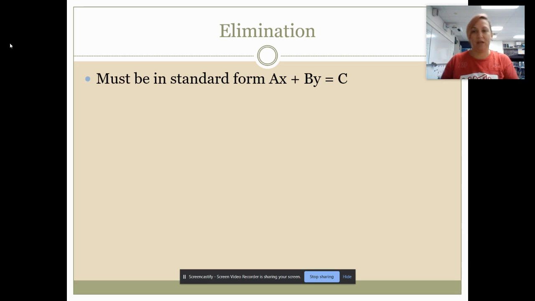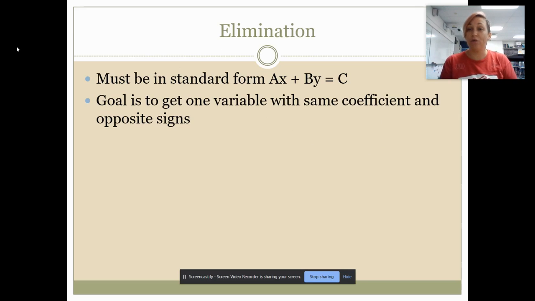Your goal in elimination is to make one of your variables, either the x or the y, it doesn't matter, have the exact same coefficient in each of your two equations. So remember, we have two equations for a system, but with opposite signs. So if my top x has a positive 3, I want my second equation to have an x with a negative 3. A positive 3 and a negative 3 would eliminate, which is what we are doing today. Let's take a look at an example.